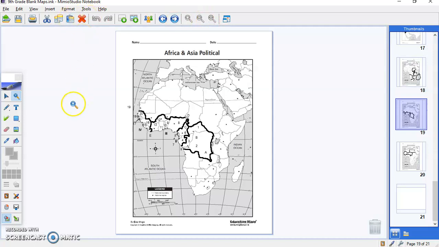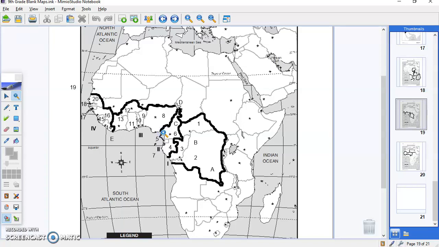Welcome back to geography. Hopefully you were able to make sure to get the 2 homework assignments, the quiz, and the chapter 19 test covered. Now we're starting into chapter 20 today.